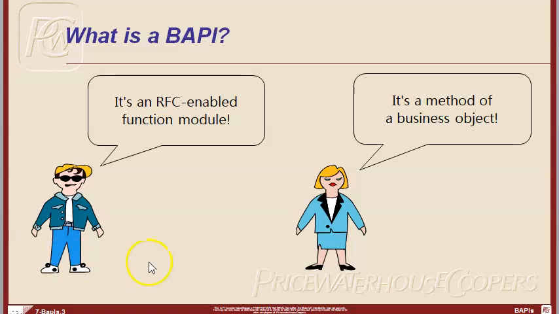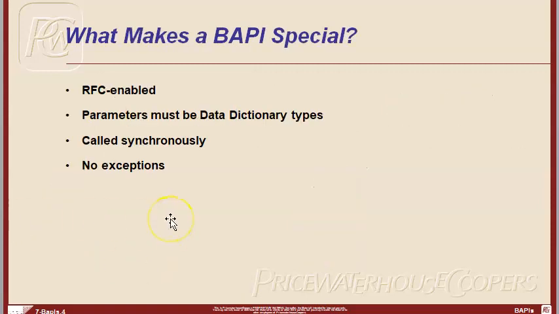Going forward, what makes BAPI special? It's an RFC enabled function module. The first part: parameters must be data dictionary types, called synchronously, and no exceptions. You cannot create exceptions, because we create exceptions when we have errors or when we want to update the errors. That is not possible in the BAPI concept, because a BAPI is called from other, different systems. That's the reason we cannot use exceptions.